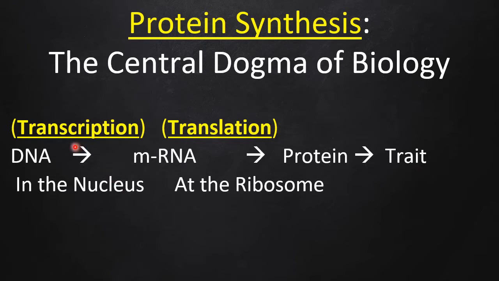Transcription is a process that occurs in the nucleus. In transcription, a single gene from the DNA molecule gets transcribed or copied exactly onto a much smaller mRNA molecule. So the mRNA can take the gene out of the nucleus and to the ribosome. At the ribosome, translation occurs, where that single gene gets translated into a protein, and that protein, having a specific shape, determines the trait.